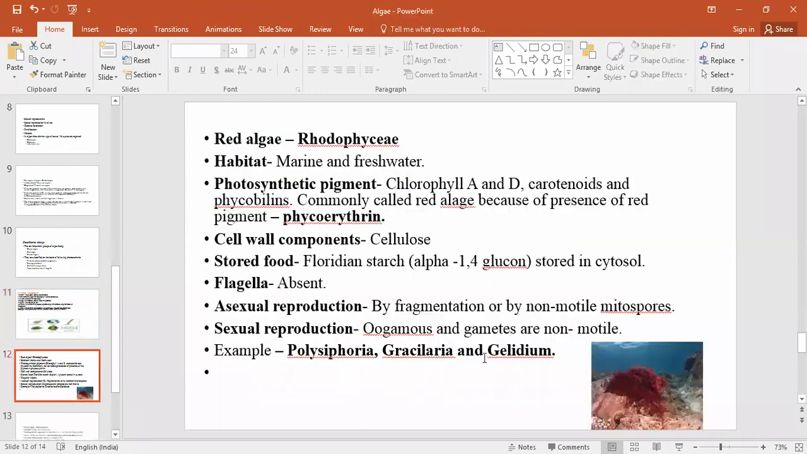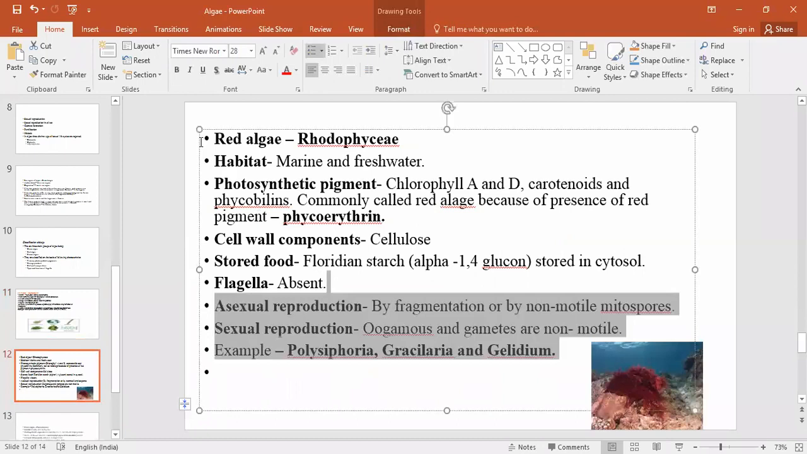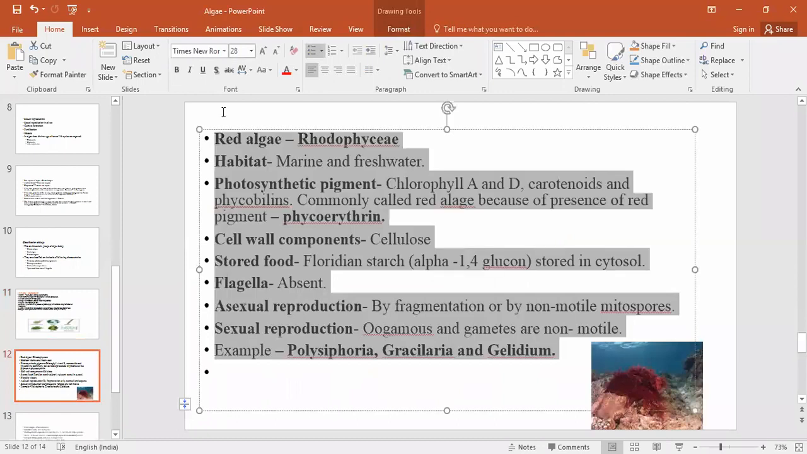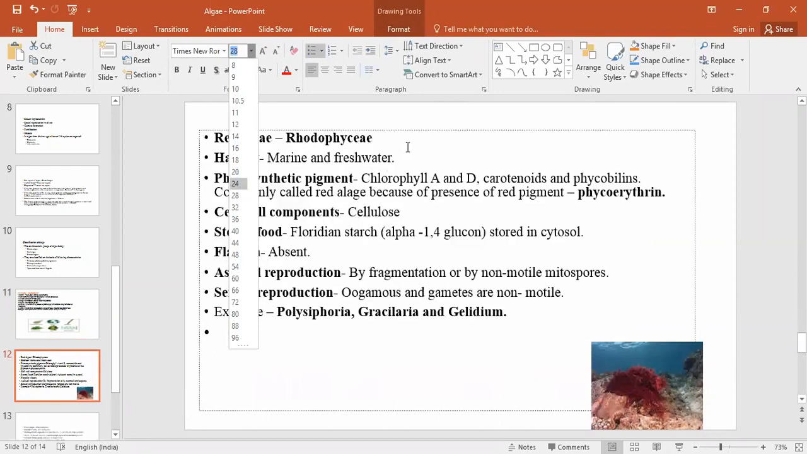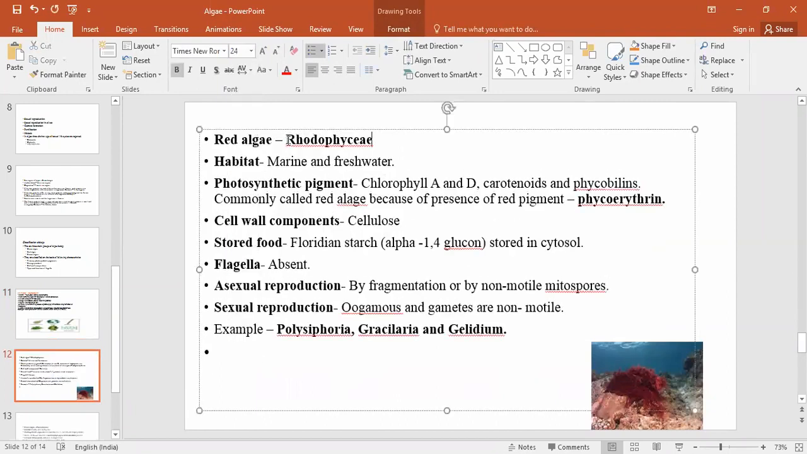The second group is the red algae. This red algae is called rhodophyceae. As per the name, red algae, why? Because the red pigment is present. Because of that, they are also called rhodophyceae. Then next is their habit. Their habit is marine and freshwater.